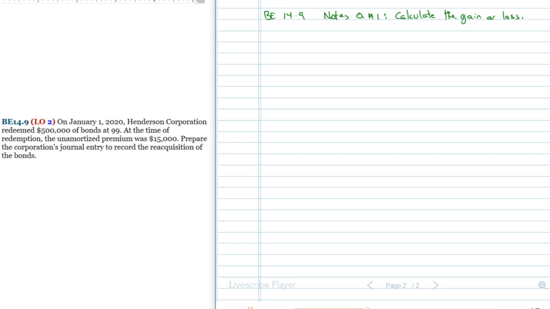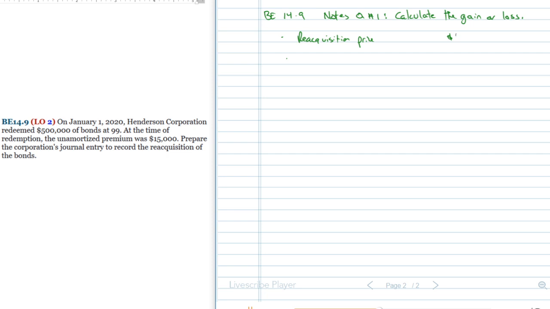let's go ahead and calculate this for you. So we can use the same basic format that we used for assets. So in assets, you had the selling price minus the book value is gain or loss. So we'll do the same kind of thing. What's the reacquisition cost or the redemption cost or price? In this case, we're told it's 99% of $500,000.